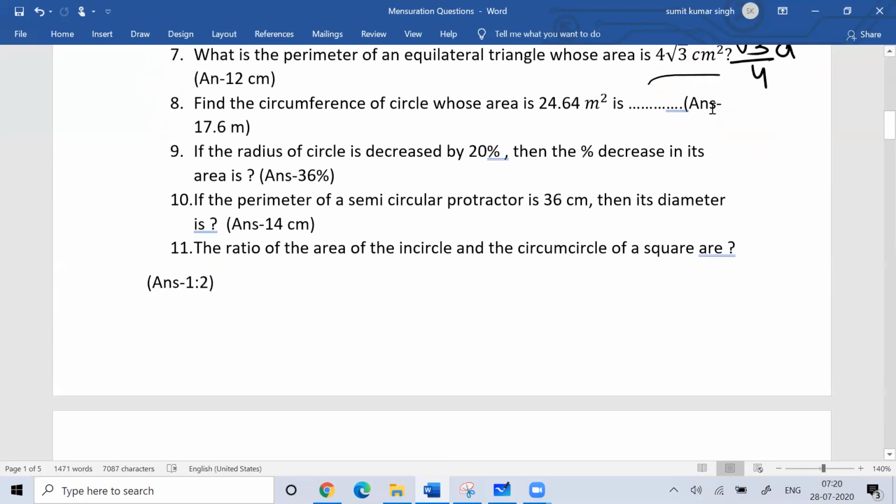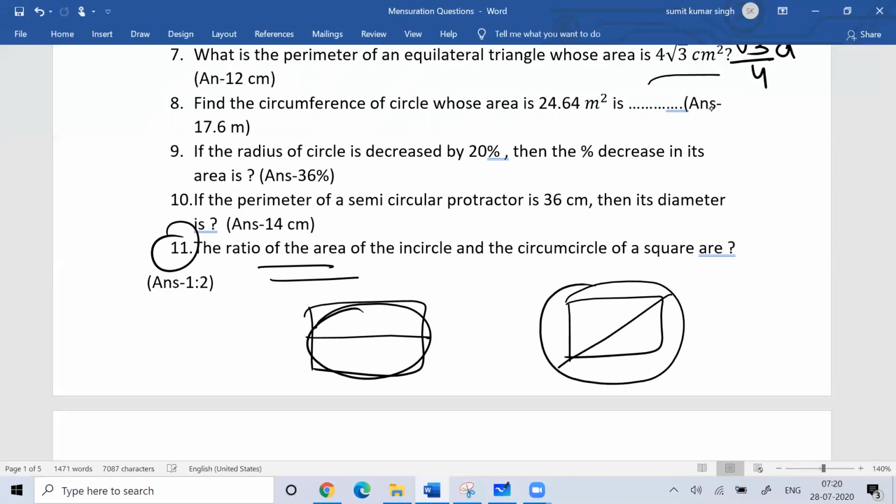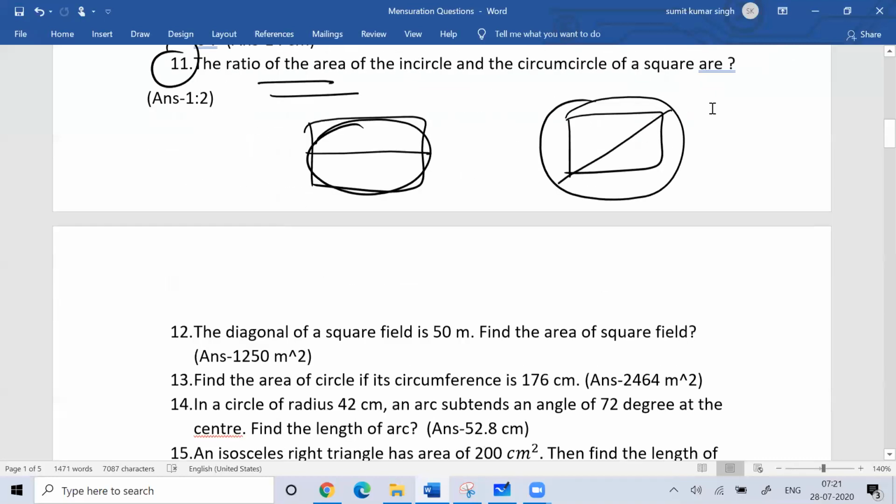Question number 11 is the understanding of one of the very good questions which you can expect in many exams and all. So the property of incircle and circumcircle of a square. If a square has an incircle, then the side of the square will be equal to the diameter of the circle. But if there's a square and then a circumcircle, then the diameter of the circle will be equal to the diagonal of the square. That property you should know.